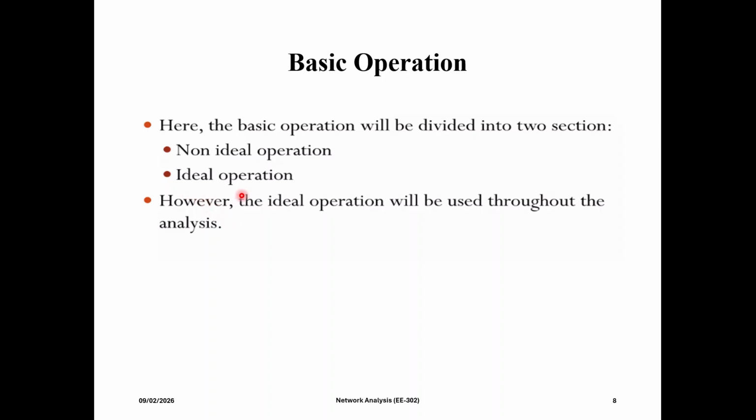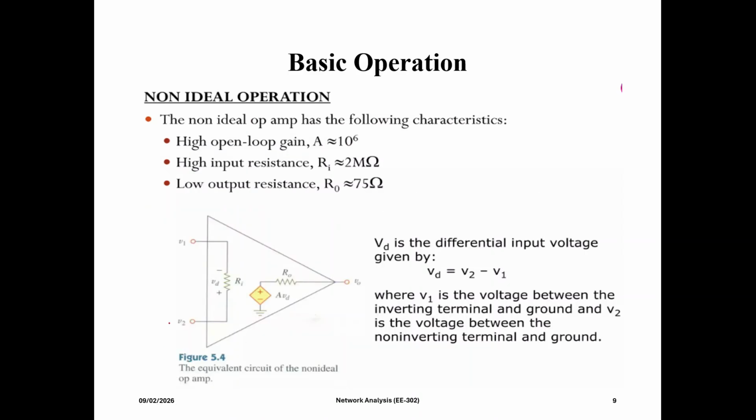सर्किट एनालिसिस के लिए हम आइडियल ऑपरेशन ही यूज करते हैं जो कि simpler है, more simple than non-ideal operation. Now let's start with the non-ideal operation, where a real operational amplifier has three characteristics. The first one is the high open loop gain, that is about 1 million.